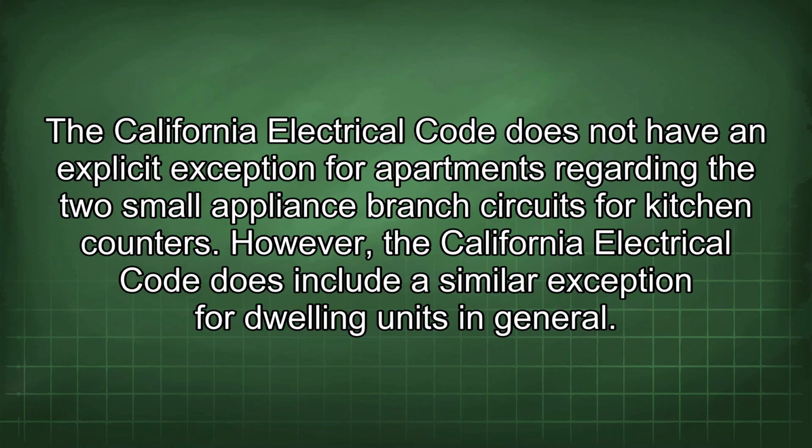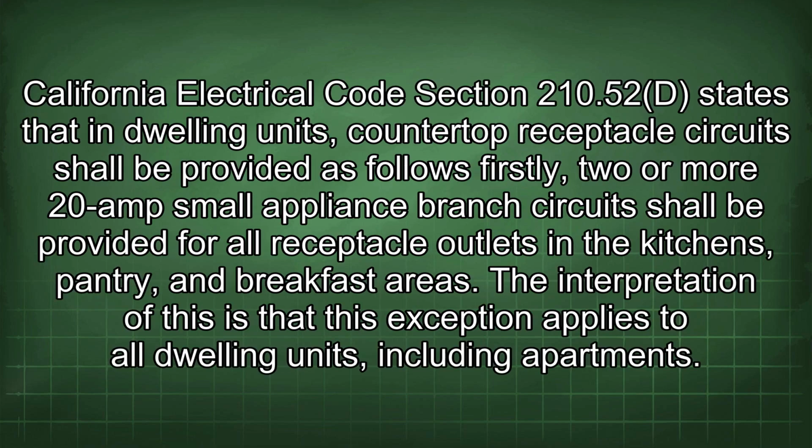California Electrical Code does not have an explicit exception for apartments regarding the two small appliance branch circuits for kitchen counters. However, the California Electrical Code does include a similar exception for dwelling units in general. California Electrical Code Section 210.52d states that in dwelling units, countertop receptacle circuits shall be provided as follows.